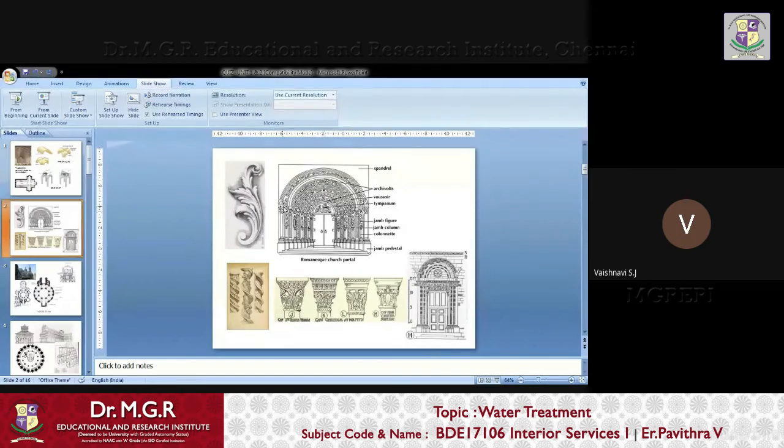Okay, so they have explained the parts of the arches which have been put here. Each and every arch and every part of the arch will have a different name, so it is given here. And what about this? What is this portion?